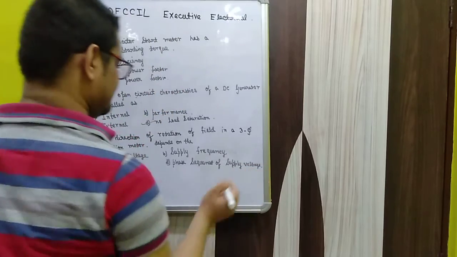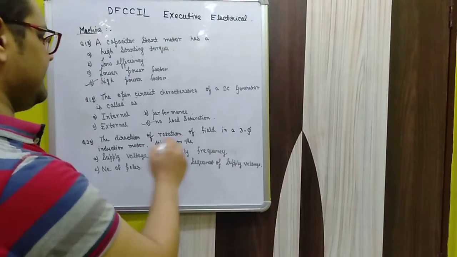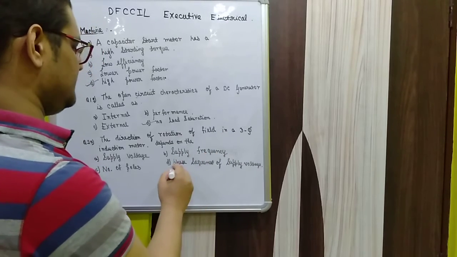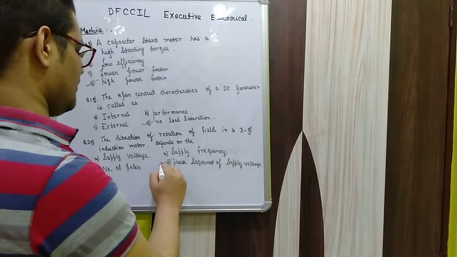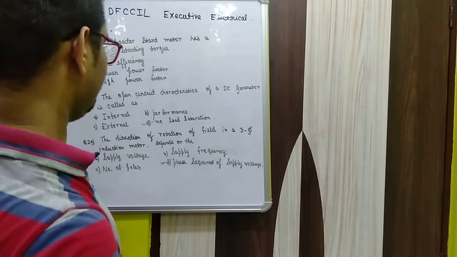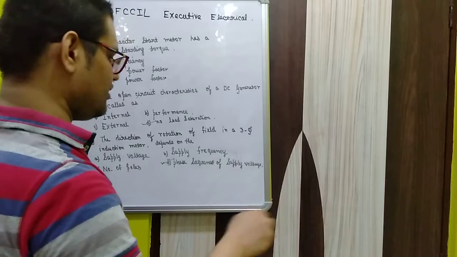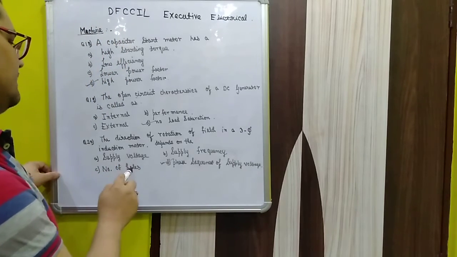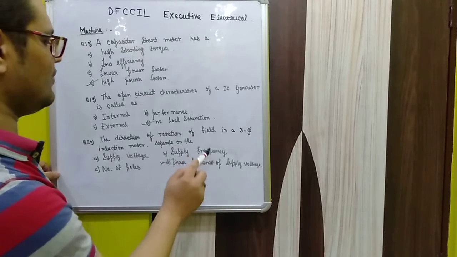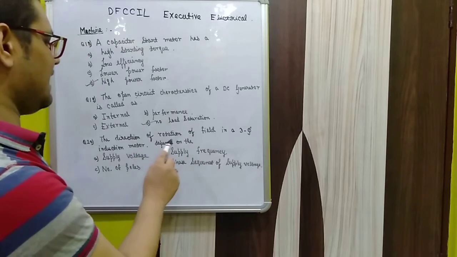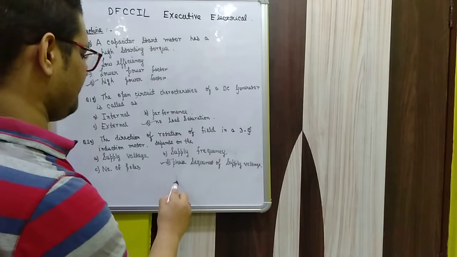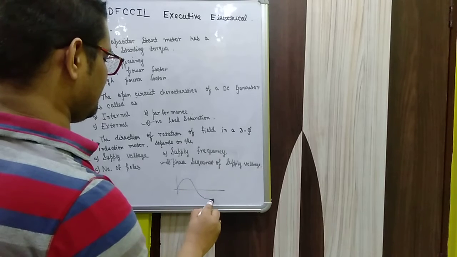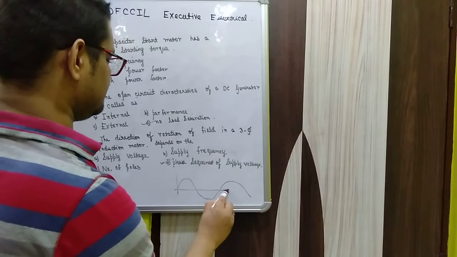So in this case, if they are asking about the direction of rotation of the field of a three-phase induction motor, the answer is the phase sequence of the supply voltage. If they would have asked the speed of an induction motor, the speed would depend on the supply voltage, number of poles, as well as the supply frequency. But in this case they are asking the direction of the rotation of the field, so the phase sequence of the supply voltage.